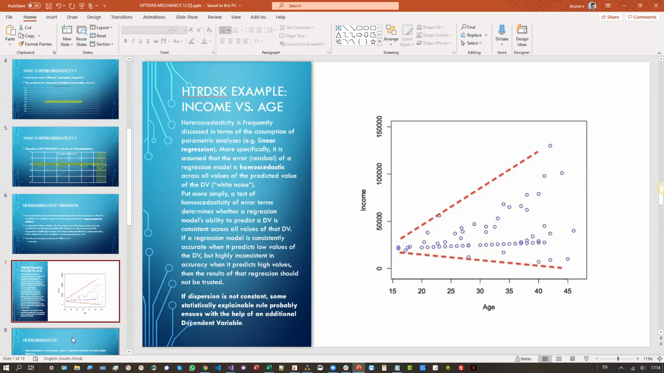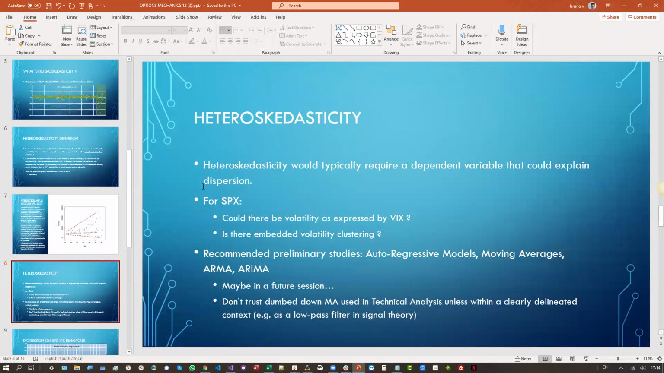heteroskedasticity and GARCH. So as I said, heteroskedasticity requires a dependent variable. There are some studies that show everything and its contrary. It sounds like VIX could be that dependent variable, but really the jury is still out on that. Again, it's not clear whether that works.